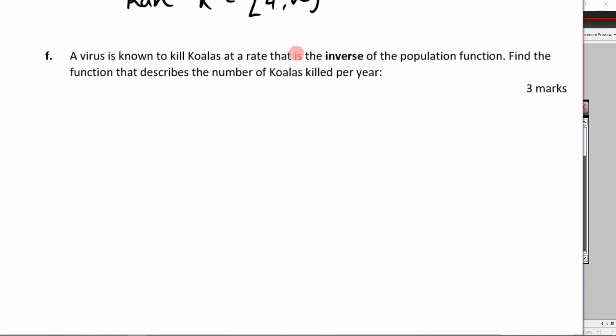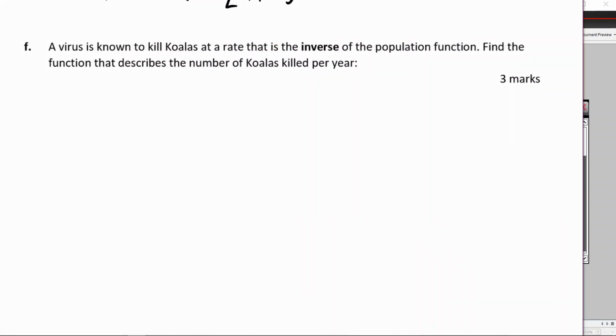Perfect. Next, let's come here. Let's grab out my trusty highlighter. A virus is known to kill koalas at a rate that is inverse of the population function. Find the function that describes the number of koalas killed per year. Okay, things got a lot darker than I expected.